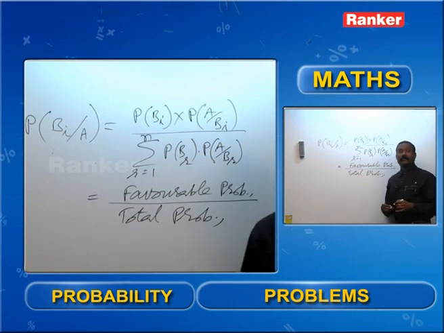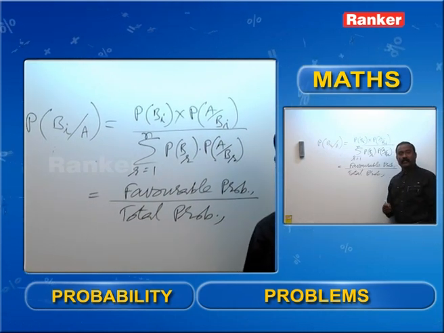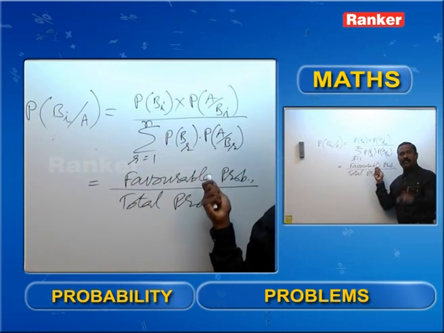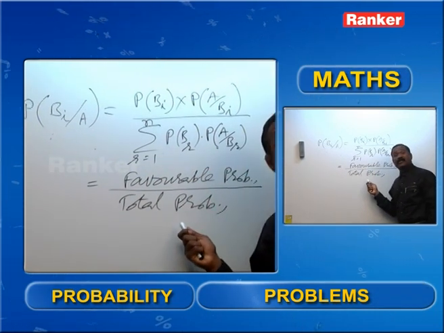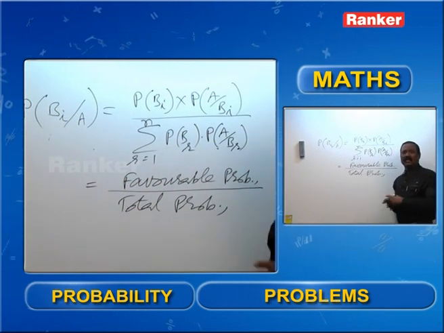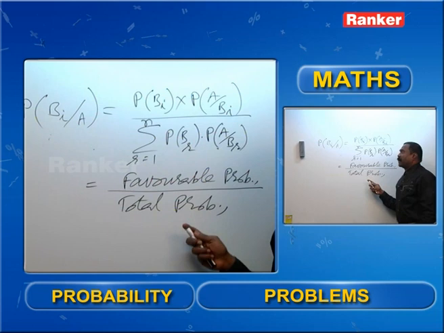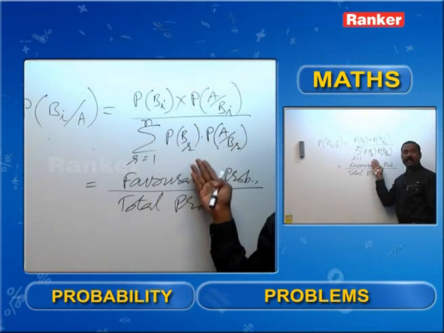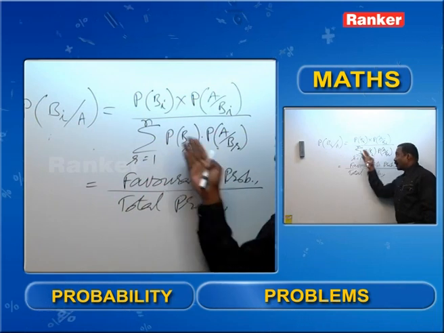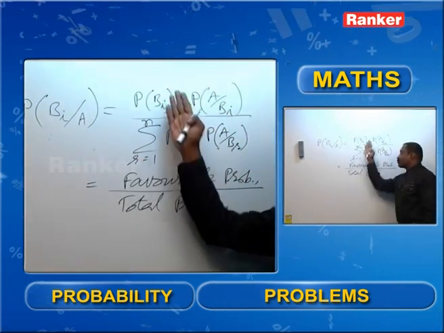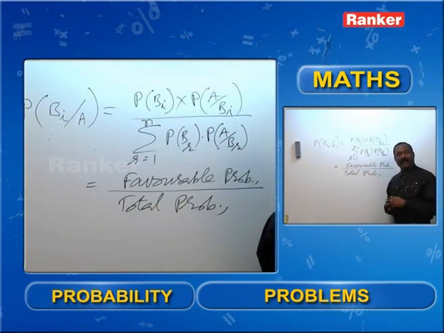What is the difference now? In the classical definition of probability, it is the number of favorable outcomes for an event to occur, divided by the total number of outcomes. Here it is modified like this. Whenever a particular event A is occurring along with different events, and we need the occurrence of this event A with a particular event Bi, then in such a case we apply the Bayes theorem.